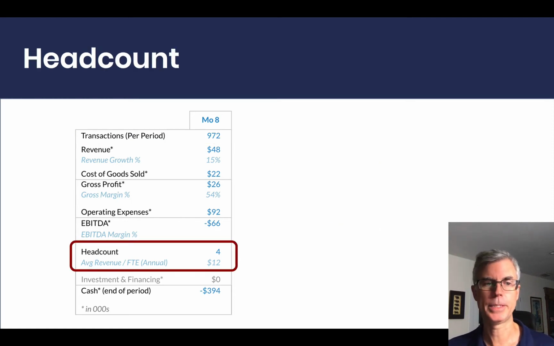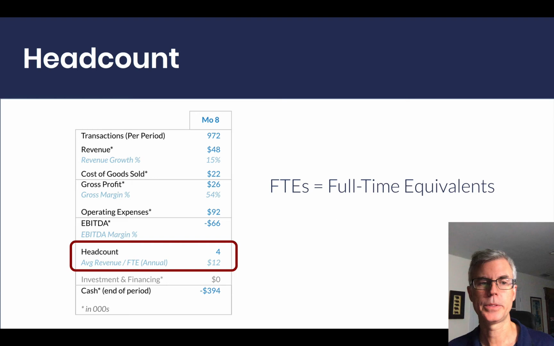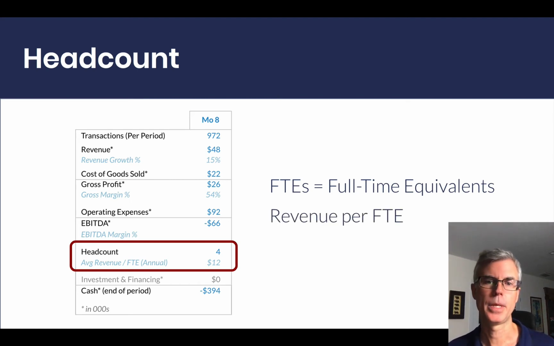Then I add some information on headcount, and I use the term FTE, which is full-time equivalents. Companies used to hire people. Now they have contractors, and it's a little more confusing, but full-time equivalents is a good measure. It covers both your full-time employees and your equivalent full-time contractors. And a big metric for me and other investors is revenue per full-time equivalent. And that tells you how you stack up to other companies.